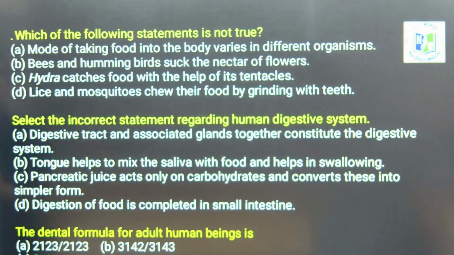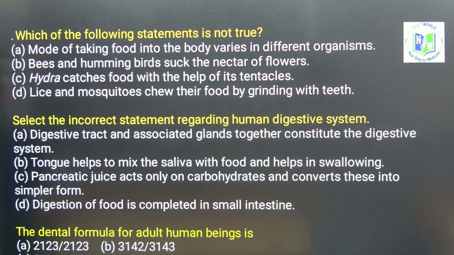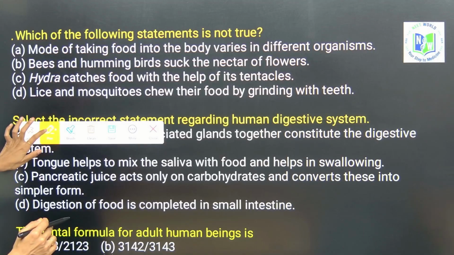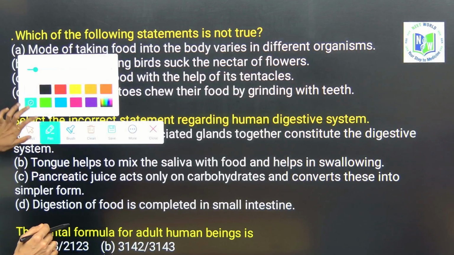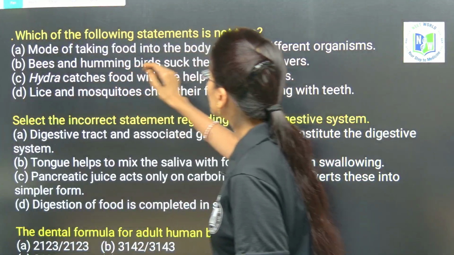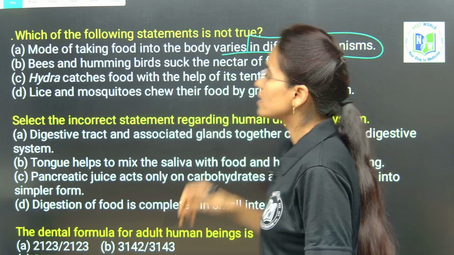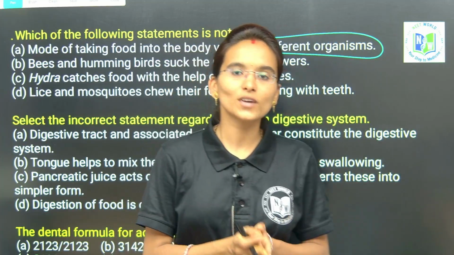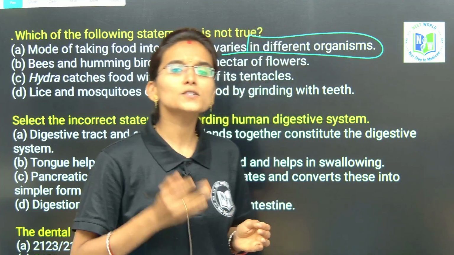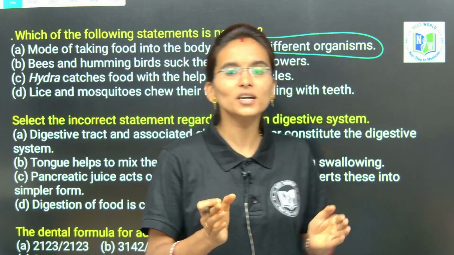Yes. And next one, look into this: which of the following statements is not true? Here you need to identify the incorrect statement, my dear students. Have a look at the options. Option A: mode of taking food into the body varies in different organisms. This is absolutely right, because different types of organisms have different types of feeding organs, my dear students.